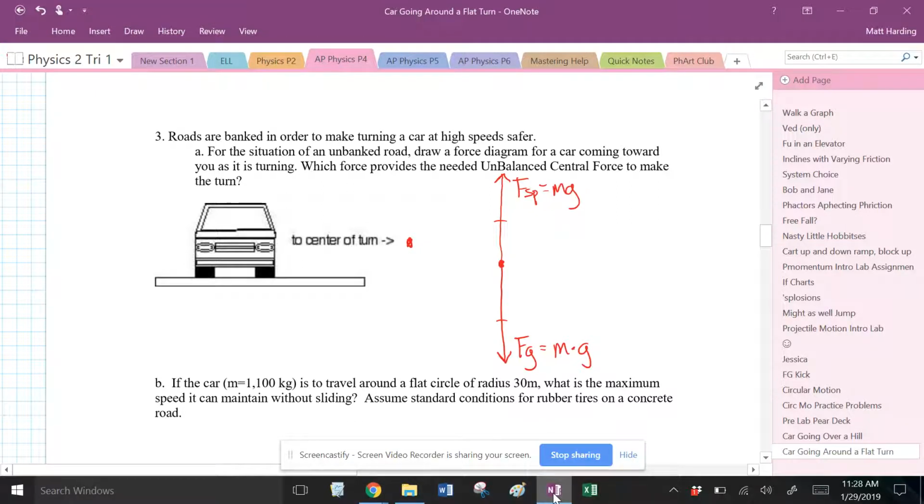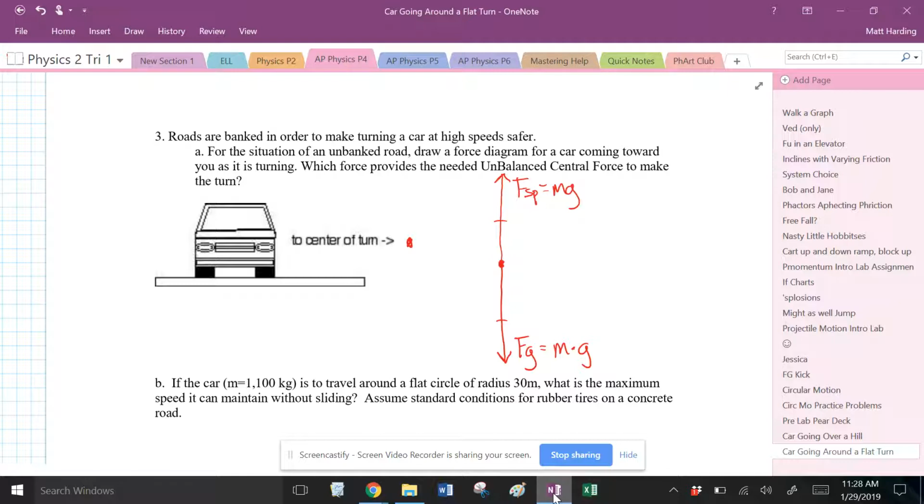All right, I wanted to take a quick look at this car going around a flat turn situation. So we're on an unbanked road. The road's level, it's horizontal, and this car is going around in a circle. And so we're trying to think about the forces involved here. The car is on a flat road.